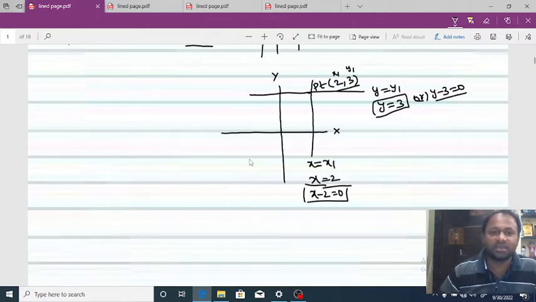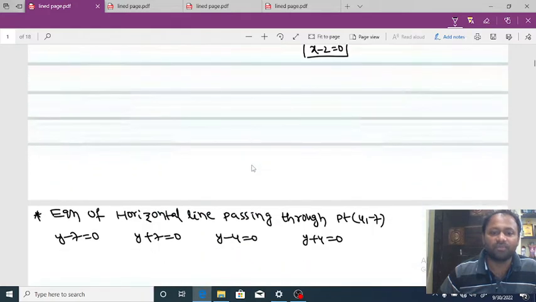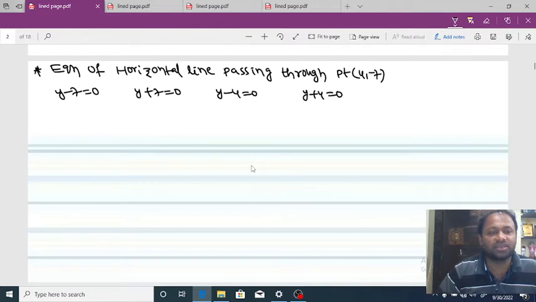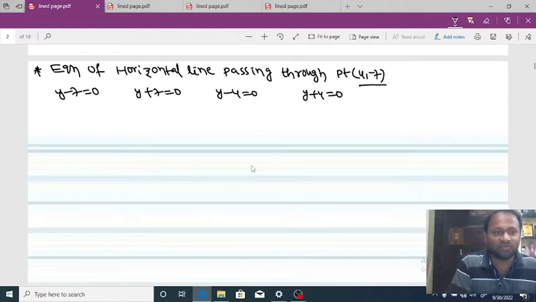After that, I will move on to a problem, to see how the question is. See the question: the equation of the horizontal line passing through the point 4 comma minus 7. Okay, I think you know the answer. What will be the answer? Let us check.